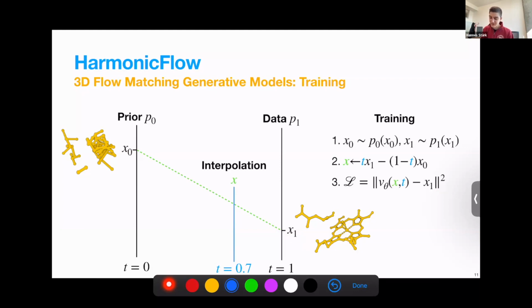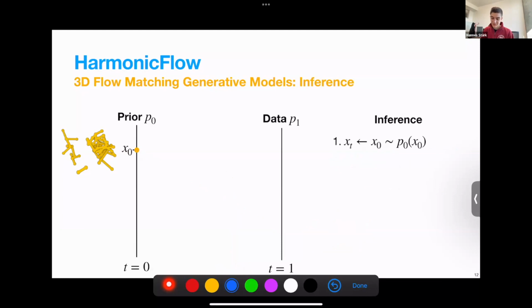We just do this again and again. We sample from our prior, we sample from our data, we interpolate, and then we calculate this loss. And then what do we do during inference? Well, we start, and this is now again not the general flow matching framework but a specific example of flow matching, with a sample from our prior.